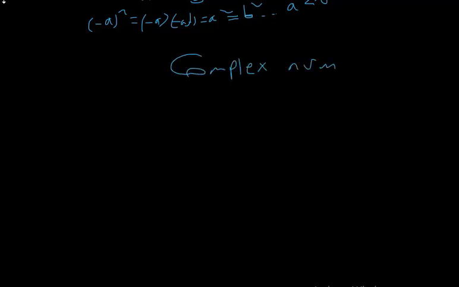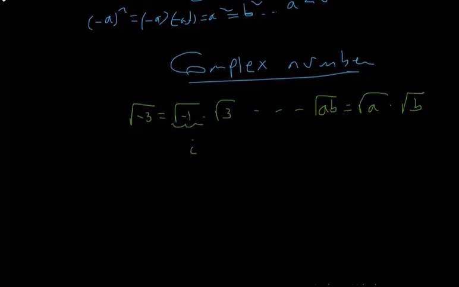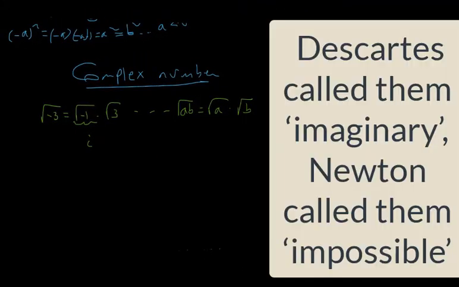Complex number. You know what they did? They just imagined that the square root of a negative number, for example the square root of negative 3, is the same as the square root of negative 1 times the square root of 3. This is by the principle that the square root of a times b is equal to the square root of a times the square root of b. So let's imagine that this is i, iota, which is an imaginary number.